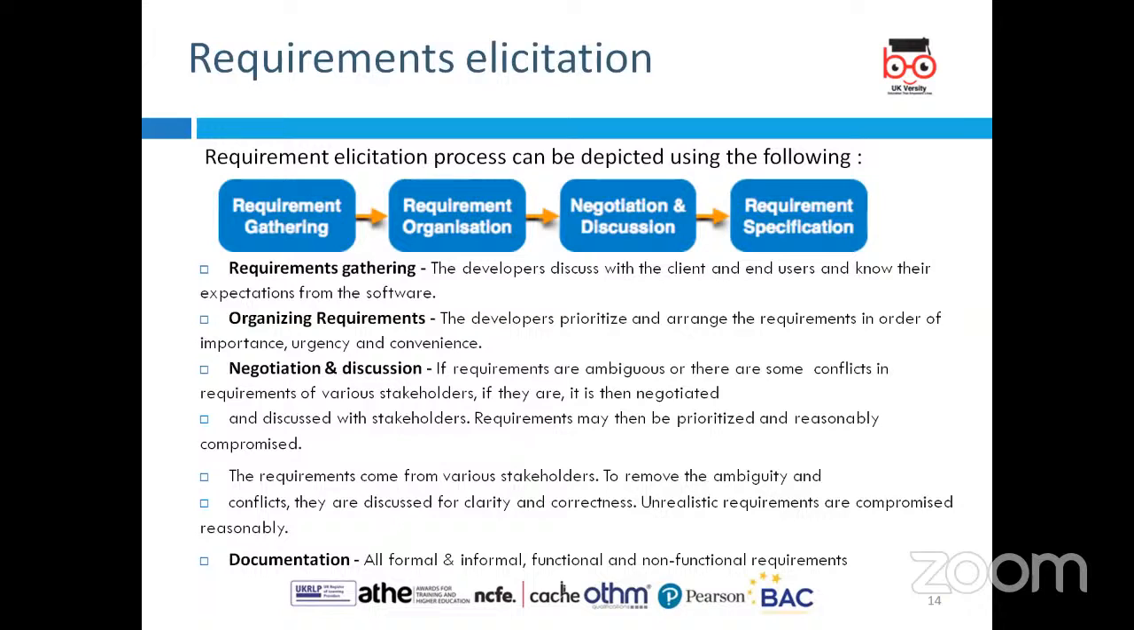So here we have requirements elicitation. The process can be deployed using the following steps, where we are going to gather our requirements. Then we are going to look into requirements organization, negotiation and discussion, and conclude with the requirement specification.